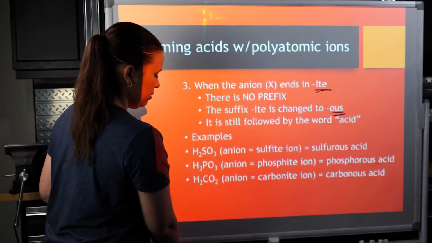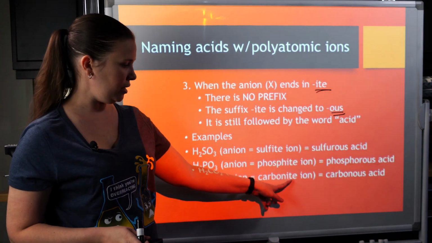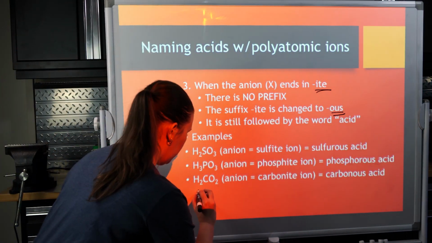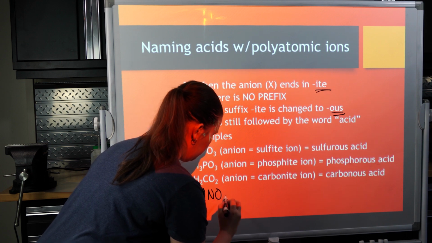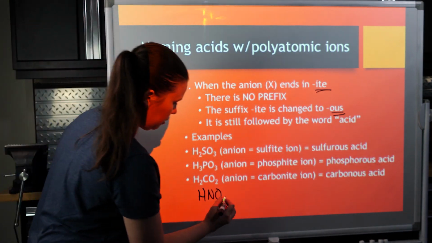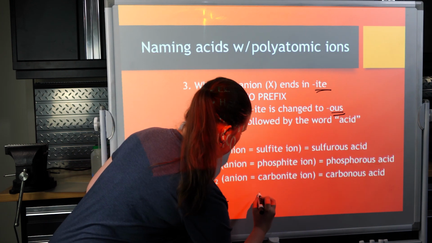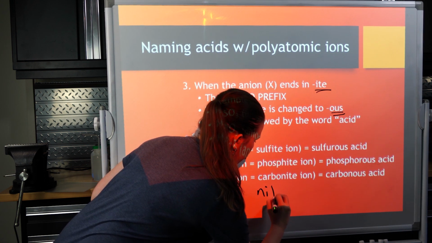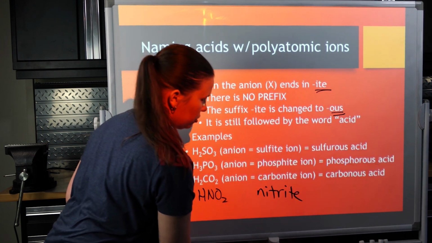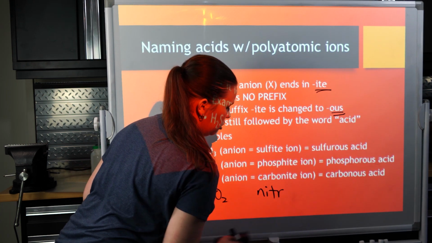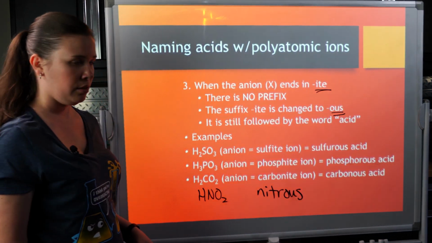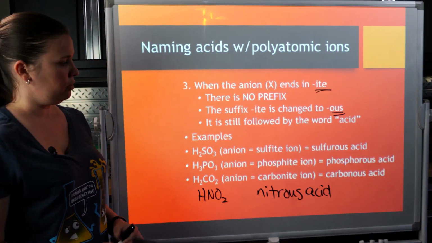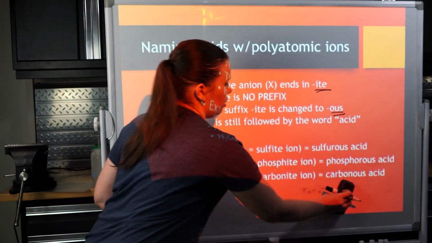Same idea with the carbonate. If I have one less oxygen, I would have carbonite. And so that would make carbonous acid. And then with the nitrate, let's do one more together here at the end. HNO3 would be nitrate, but to make it nitrite, I would have one less oxygen, so NO2. So nitrate would be nitrite with one less oxygen. And then to make it an acid, I would change the ITE to OUS. And then what do I want to make sure I don't forget? The word acid. So we've got nitrous acid if it's HNO2.